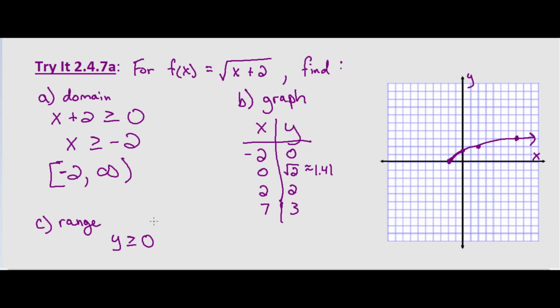So y is greater than or equal to 0. And in interval notation, that would be the range. It includes 0 because at x equals negative 2, y equals 0. And it also goes on infinitely. So the range is going to be 0 inclusive to infinity.